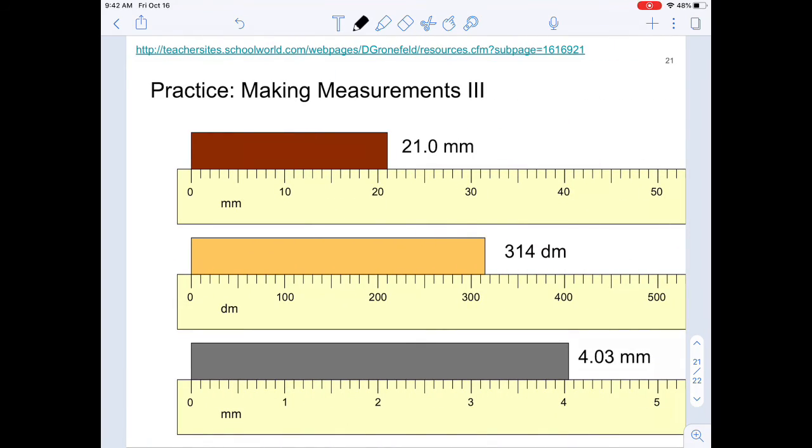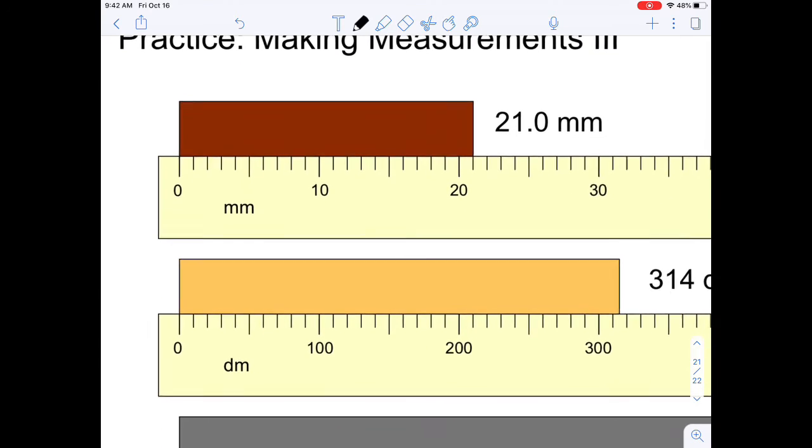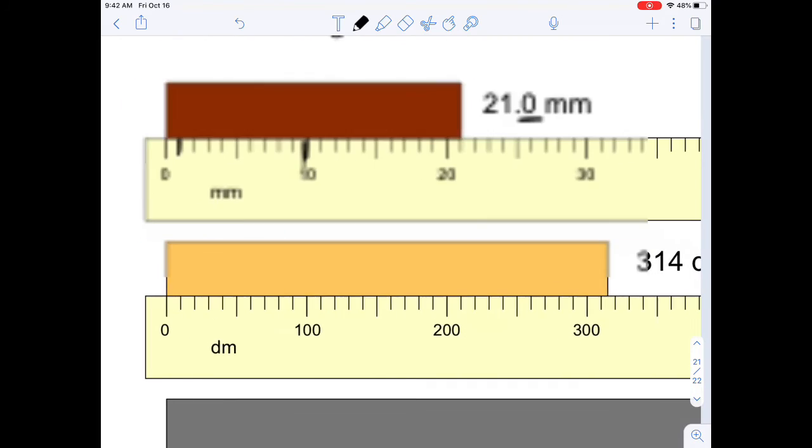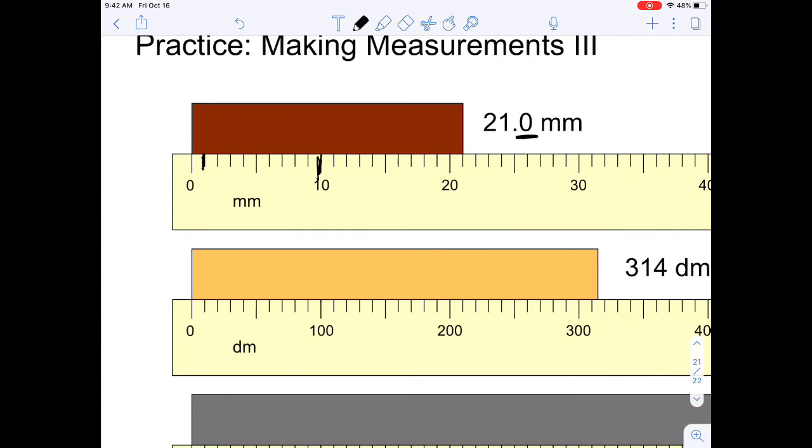All right, more measurements. We'll just go over what they count by. If this is 10, they're counting by ones, which means I am estimating my tenths place. Next ruler, okay, if this measurement's 100, this must be 50. This one's counting by tens.